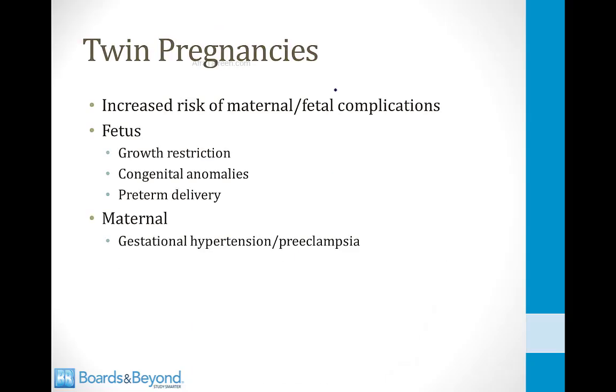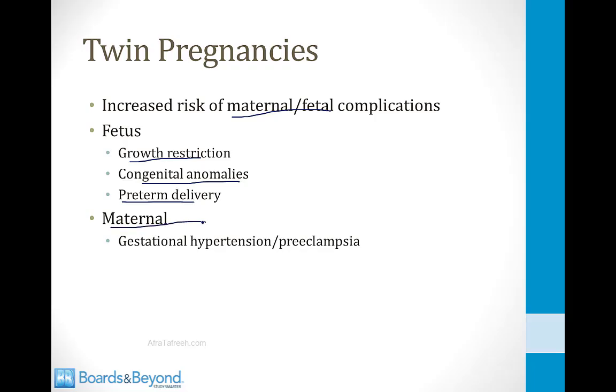And I'll finish with this slide and just mention that twin pregnancies are higher risk pregnancies. There's an increased risk of complications for both the mother and the babies. For the babies, they are often small, they have growth restriction, they sometimes have congenital anomalies, and preterm delivery is common. Remember what I said, twin pregnancies tend to be shorter, so the babies have less time to grow, and they sometimes are delivered at preterm.